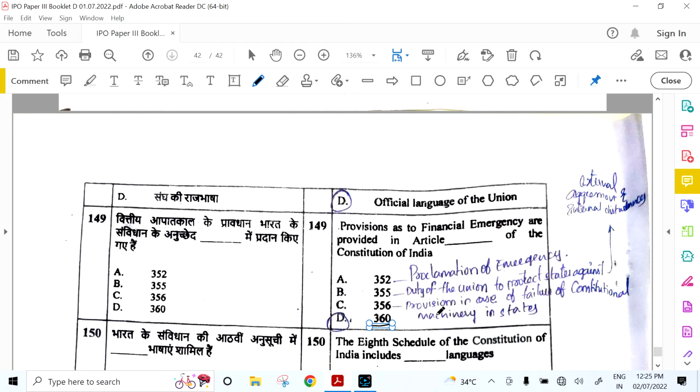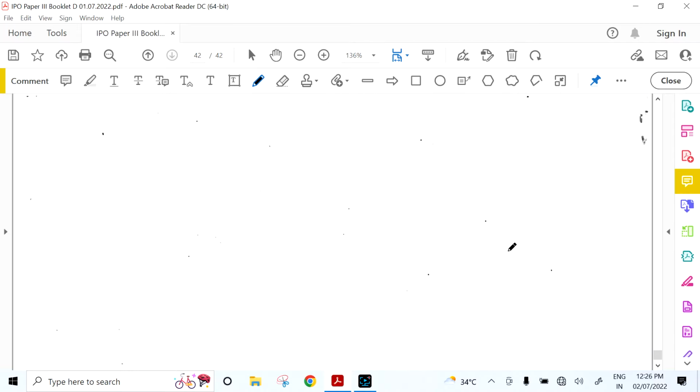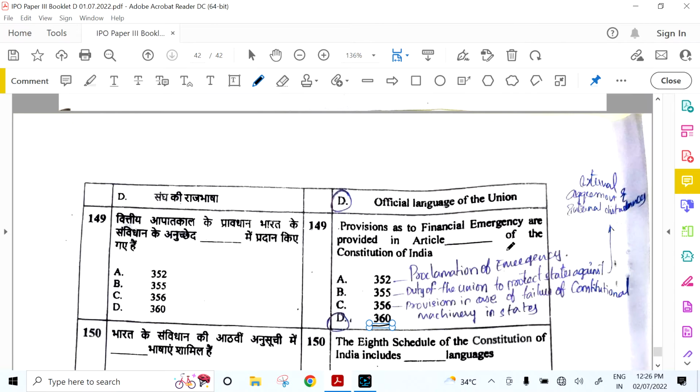352 is the proclamation of emergency. 355 is the duty of the Union to protect the states against external aggression. 150. The 8th Schedule of the Constitution of India includes how many languages? 22. So this is all about Paper 3 of the IPO examination 2022.